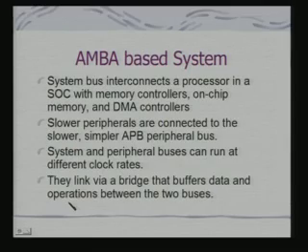So, the system bus interconnects a processor in an SoC with memory controllers, on-chip memory and typically DMA controllers. Slower peripherals are connected to the slower and simpler APB peripheral bus. This system bus and peripheral bus are expected to run at different clock rates, and they link via a bridge that buffers data and operations between the two buses. Why does it need to buffer data? Because there is a mismatch in the speed between the two buses.